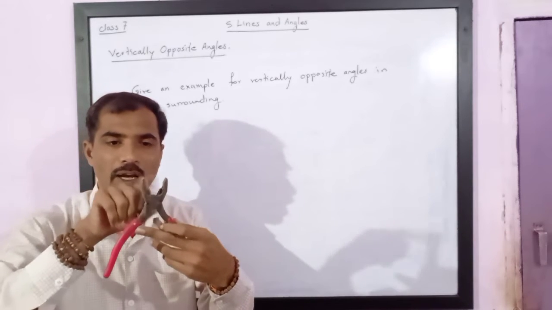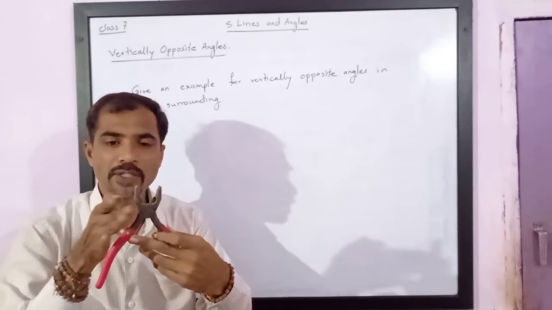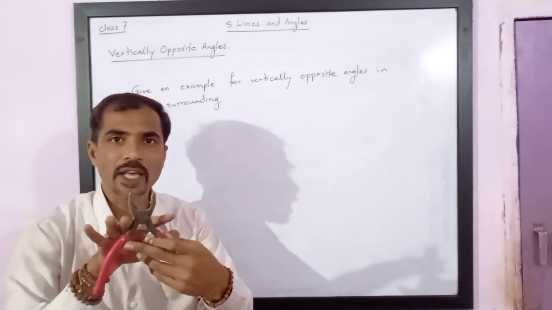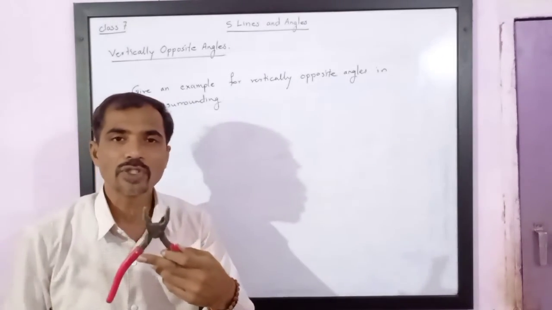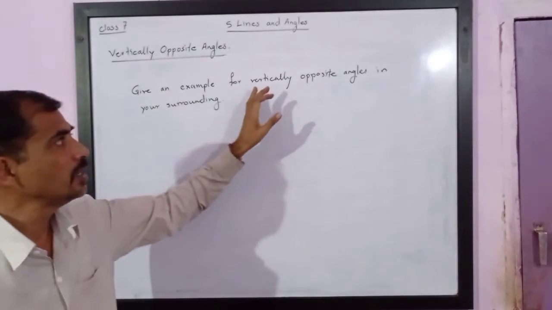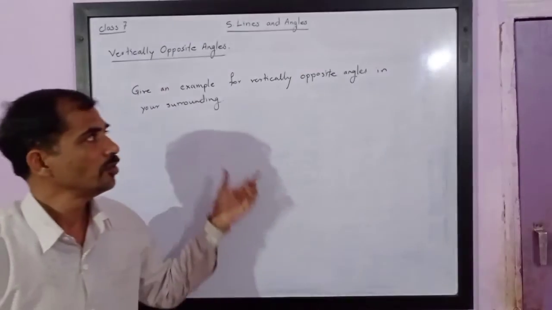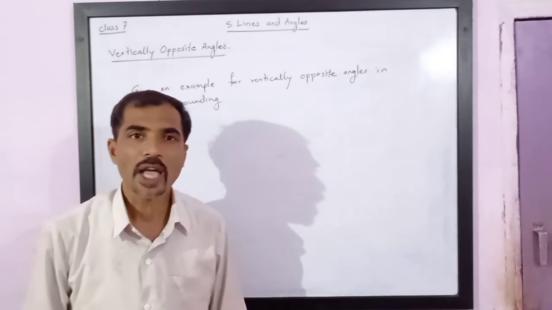So, these upper arm and this downside angle are vertically opposite angles, as well as left side and right side angles are also vertically opposite angles. So this is a plier in which we can see the vertically opposite angles. Even in scissor also you will note that we get vertically opposite angles.